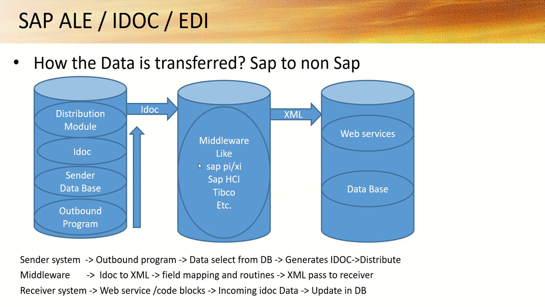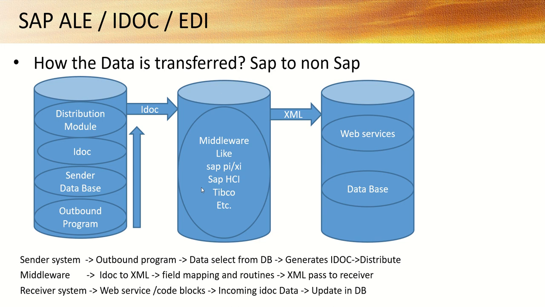Here I'm considering that my sender system is SAP, but my receiver system is a non-SAP system. In this case, our sender side will be the same: select outbound program, sender database, generate the IDoc, and the distribution model. But the non-SAP system cannot directly understand this SAP IDoc data, so we make use of middleware software. SAP also has some products used as middleware, like SAP XI, SAP HCI, which is used for HANA, and many other companies also provide middleware like TIBCO, MuleSoft, and many more.